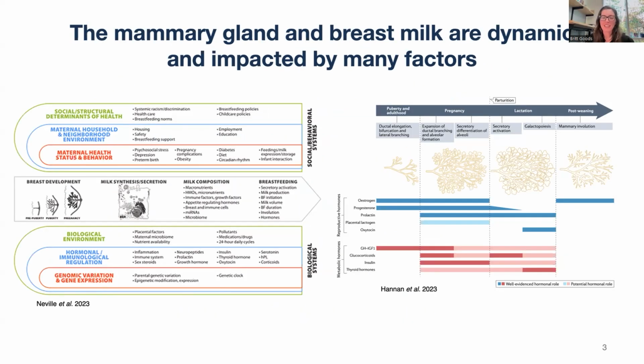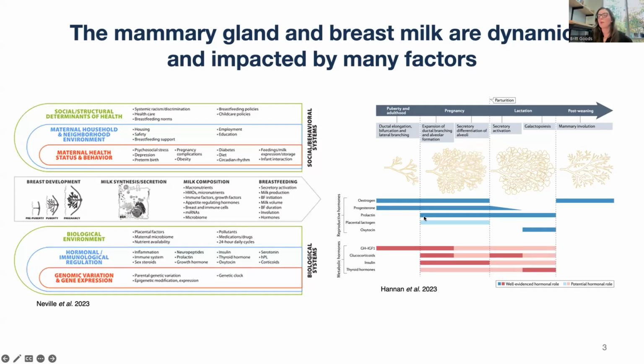So to start, for folks generally interested in this, the mammary gland itself is quite dynamic, as well as the breast milk that's produced by the mammary gland. Over here, I'm showing an image from a really beautiful review paper that talks about all of the different things that can influence the mammary gland and hence milk production and the components in milk. These can be quite broad, from really big things like maternal health status and behavior, all the way down to the cell-based and molecule scale, for example, genomic variation as well as hormonal regulation.